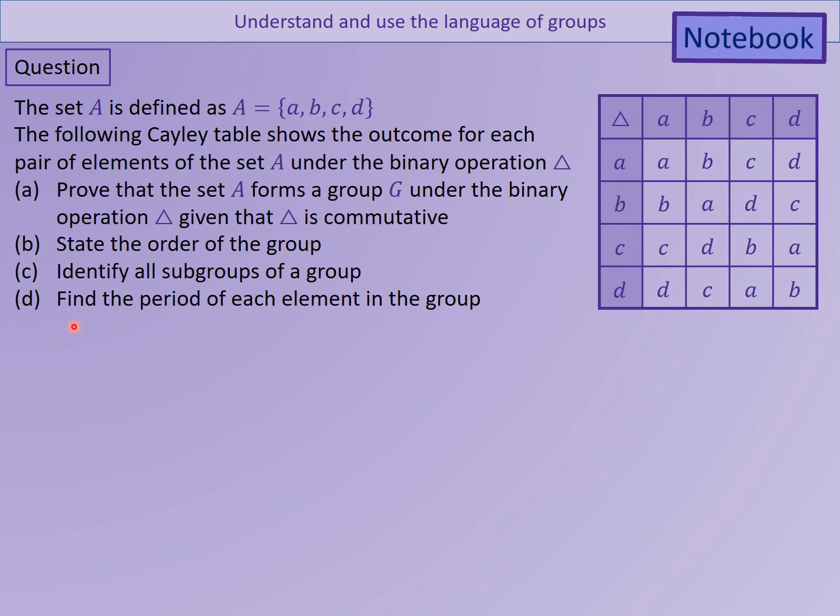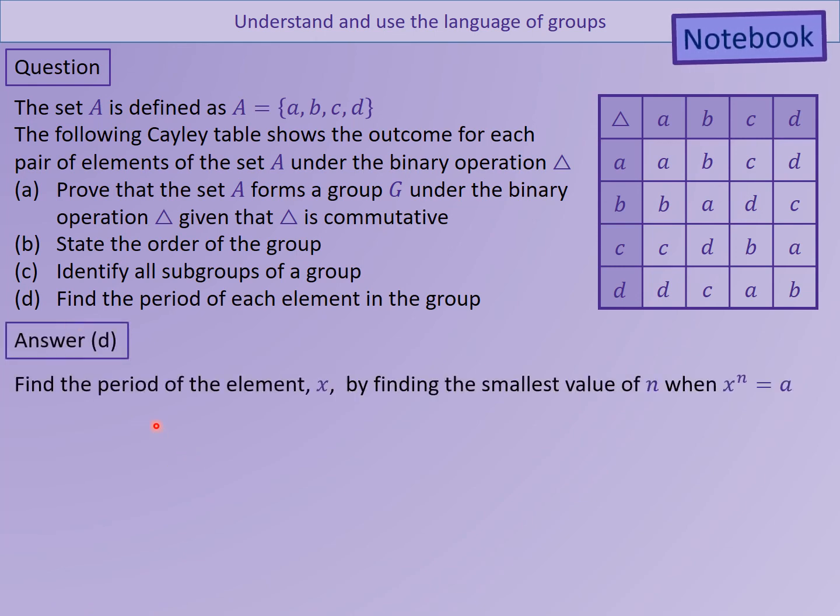Okay, question D then. So for question D, we need to be looking at the period of each of the elements. So what I'm going to do is starting with A first of all, and I'm going to look at A on its own. That's x1. So I'm looking at x1 equaling A. And also once I've done that, I want to see how many times I have to keep using the binary operation on the element until I get back to A. That's what I'm looking for. Okay, so starting with A. A definitely has order 1. It's the identity element. It's always going to have order 1 because it produces all the others.